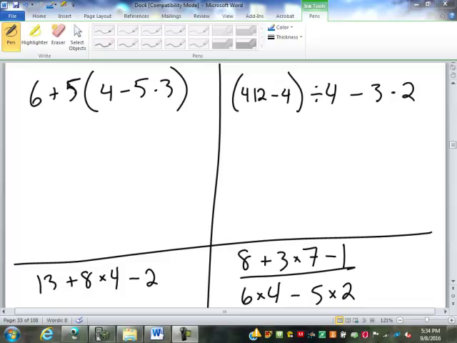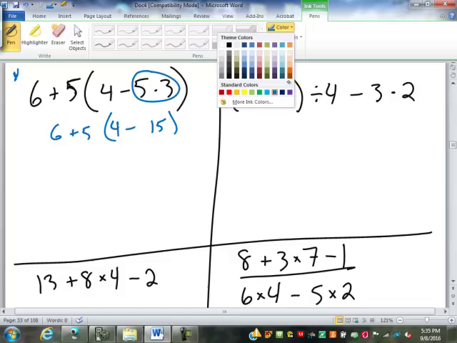Okay, let's take a look and see how you did on these. So let's start up here with the first one. Following our order of operations, we have to work inside the parentheses first, or enclosing symbols. What has to be done inside there first? Multiplication happens before subtraction. So 5 times 3 is 15.